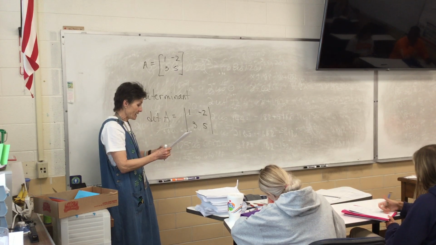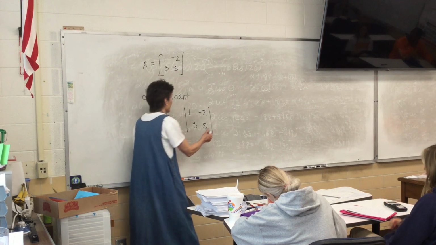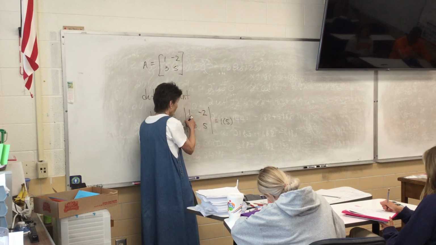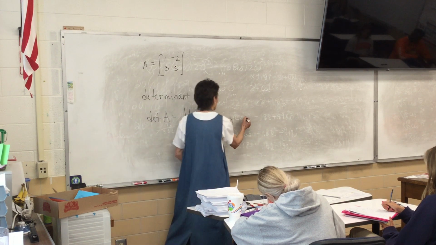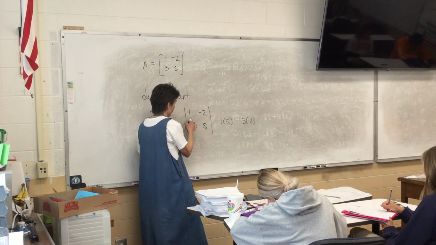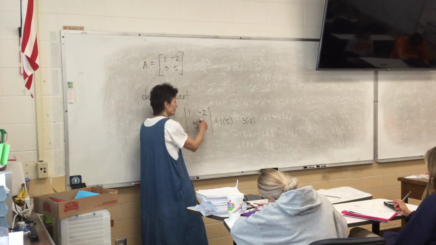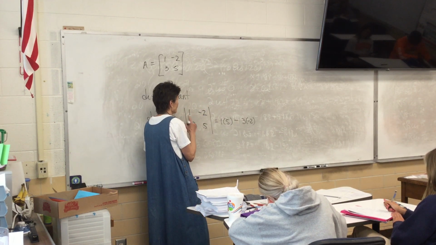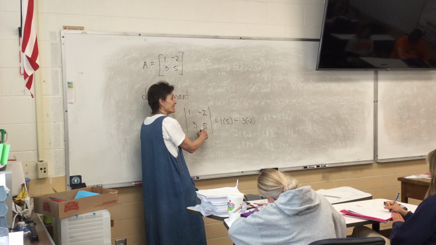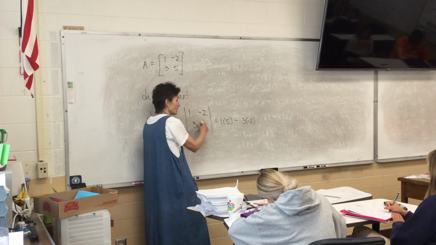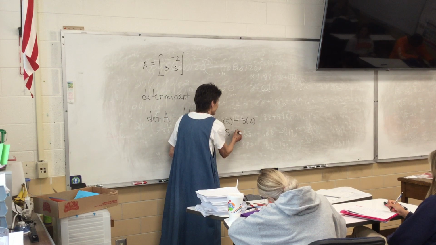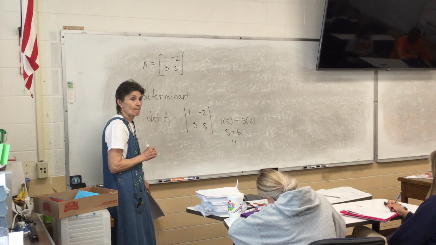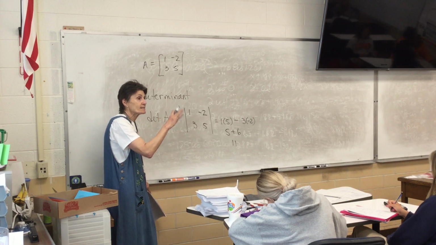To evaluate a 2 by 2 determinant, it's very, very simple. We multiply 1 times 5, 3 times negative 2, and we subtract the results. So for this determinant, it's 5 minus negative 6, so the value of that determinant is 11. The determinant is just a number, always.